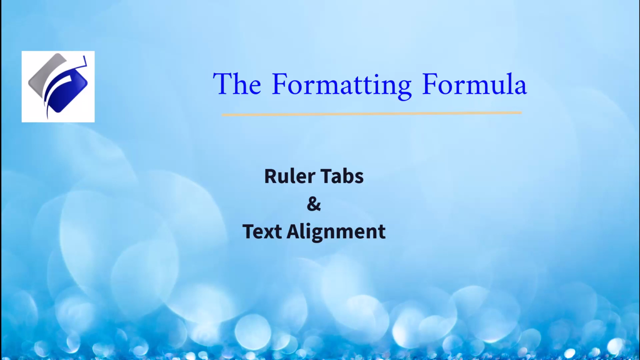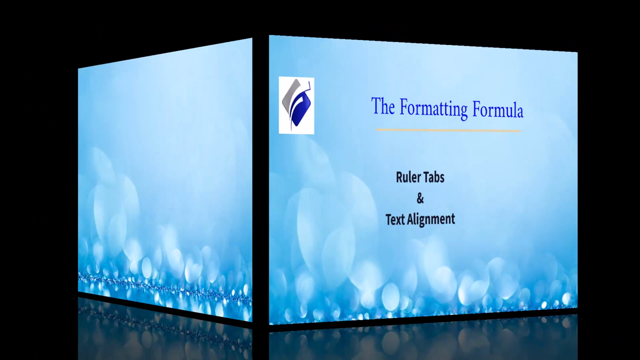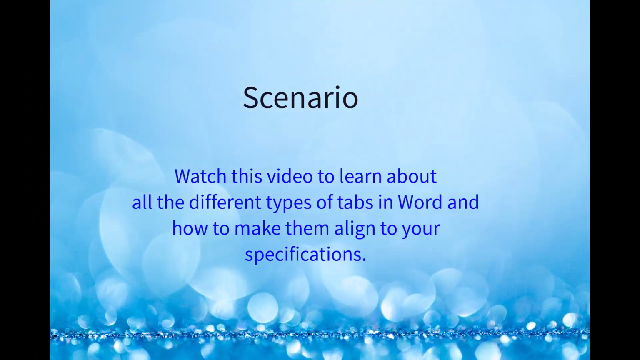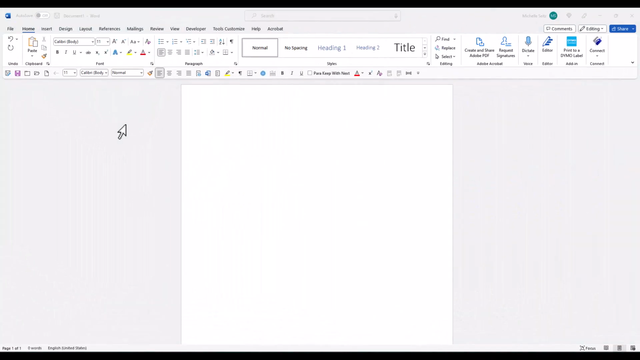This is the formatting formula. You're watching Ruler Tabs and Text Alignment. Watch this video to learn about all the different types of tabs in Word and how to make them align to your specifications. So you will need to have the ruler displayed.